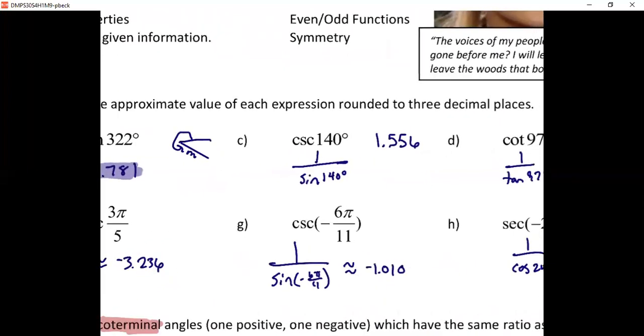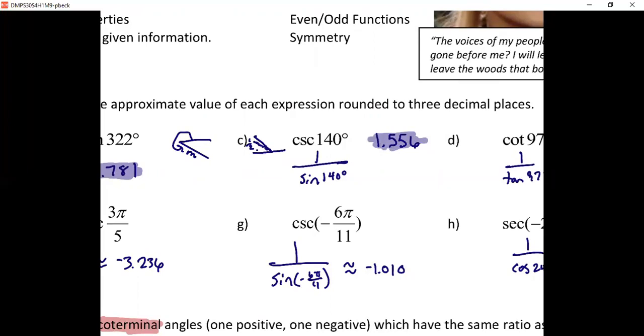140 degrees, if I look at cosecant of 140 degrees, that means I need the reciprocal of the sine function. Sine of 140 degrees is in quadrant 2, and the sine of 150 degrees is 1/2. If you reciprocate 1/2, you get 2. So if you have a number that's slightly bigger than 1/2 and reciprocate it, I should have a decimal value that's slightly smaller than 2, or in this case, 1.556.